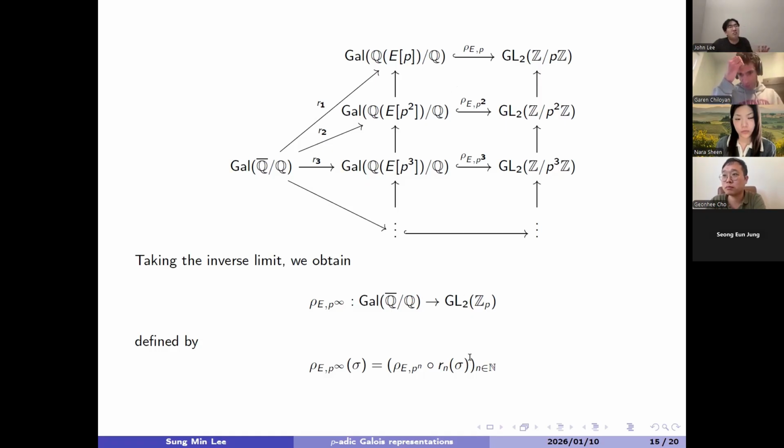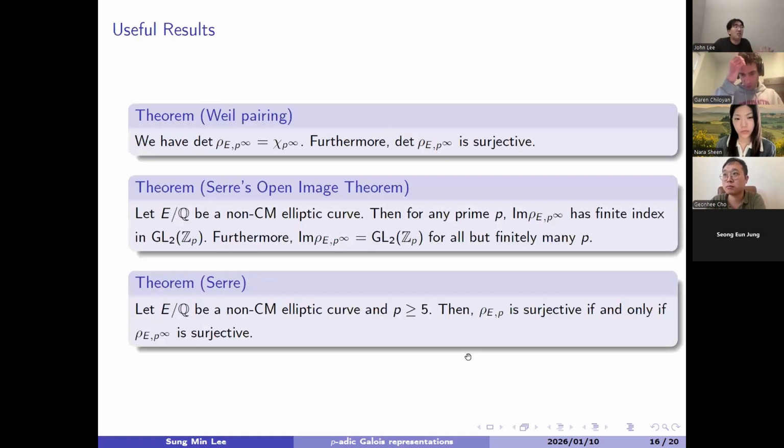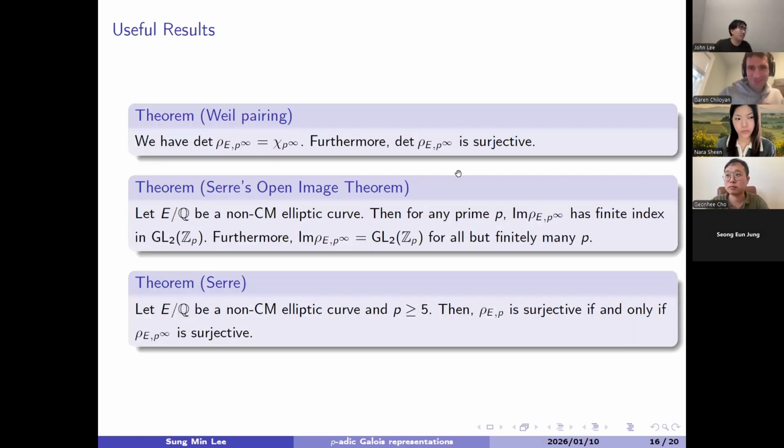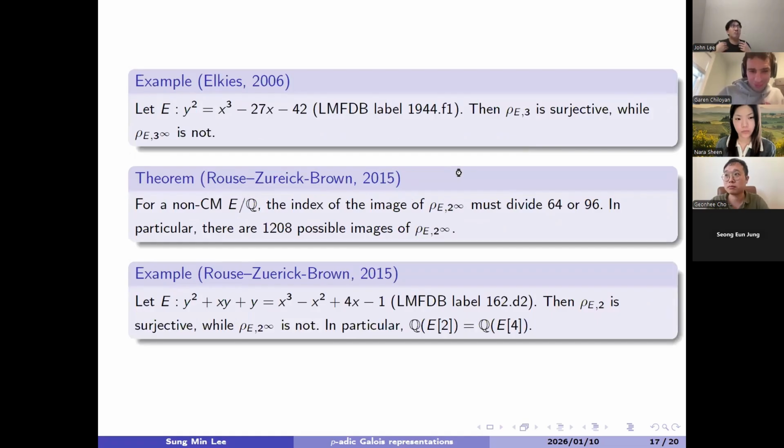But it may depend on the choice of p, and a nice theorem of Serre is that if p is at least 5, rho p is surjective if and only if rho p-infinity is surjective. So if you want to see what's happening in the p-adic Galois representation for p greater than or equal to 5, you only need to check at rho p. And here are some counterexamples, what happens for 2 and 3.